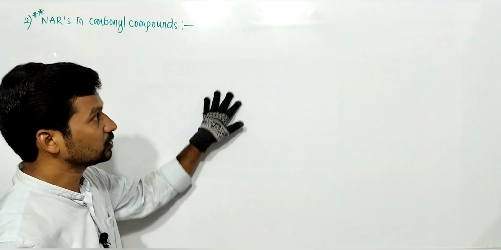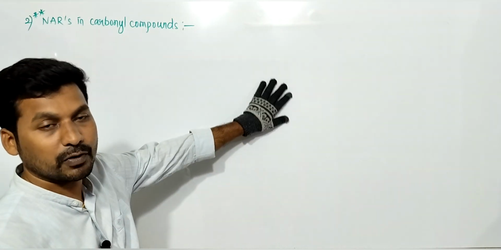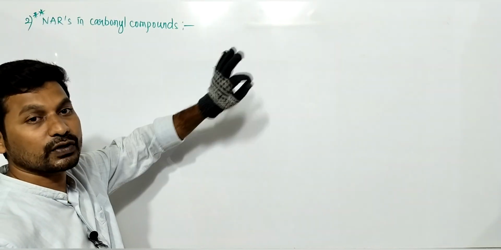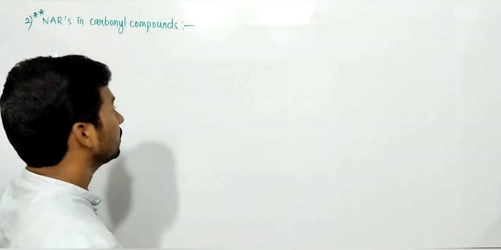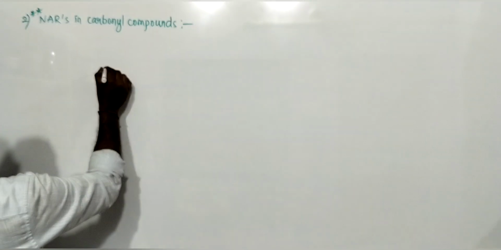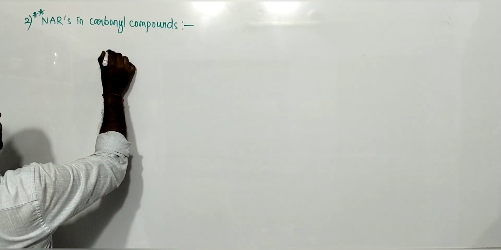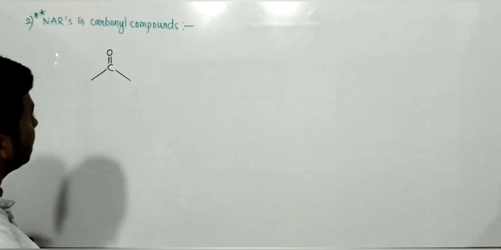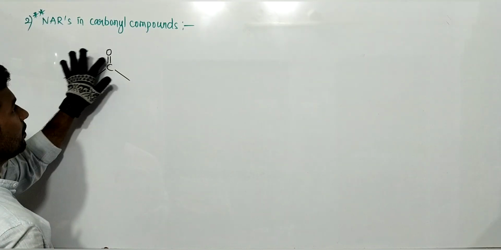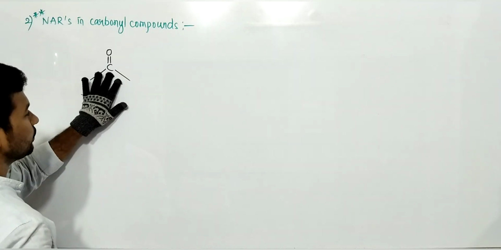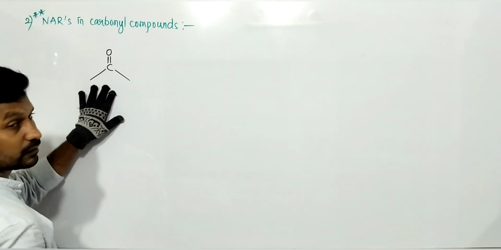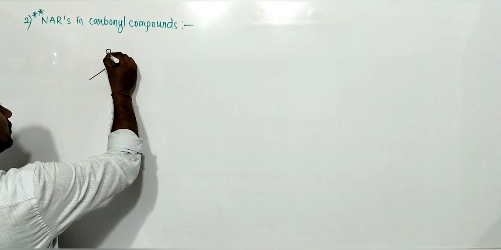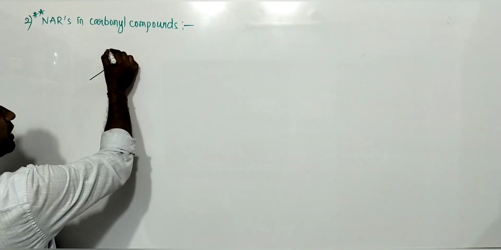Carbonyl compounds also contain a double bond where nucleophilic addition reactions take place. So when we see a carbonyl compound, it means between carbon and oxygen a double bond is there. Okay, sigma bond, pi bond. This is sp2 carbon. What is the hybridization? sp2 hybridization.